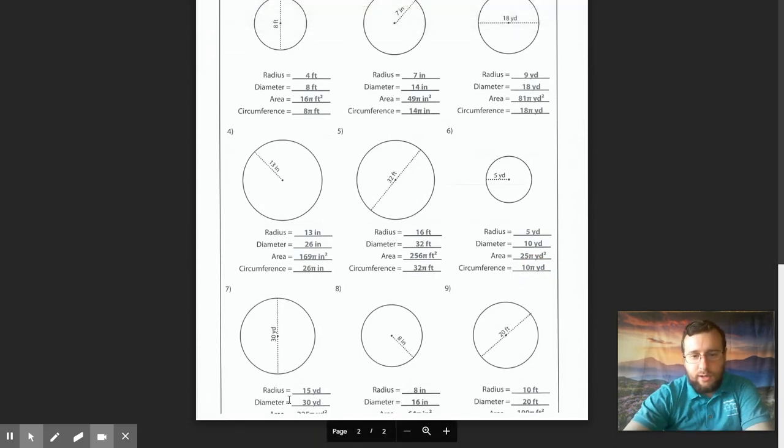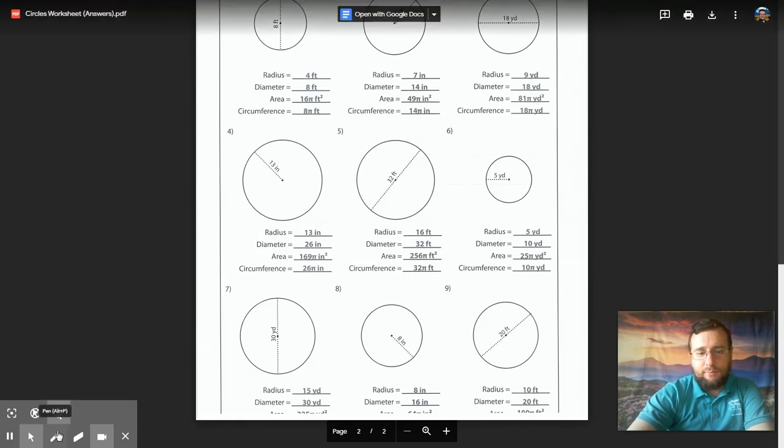And this one, we have the radius is 15, since the diameter is going to be 30. So the circumference is just going to be 30 pi, and then the area is going to be 15 times 15, which is 225 pi. So this one has an area of 225 pi and a circumference of 30 pi. Circumference is pretty easy. Just get the diameter and slap a pi next to it.